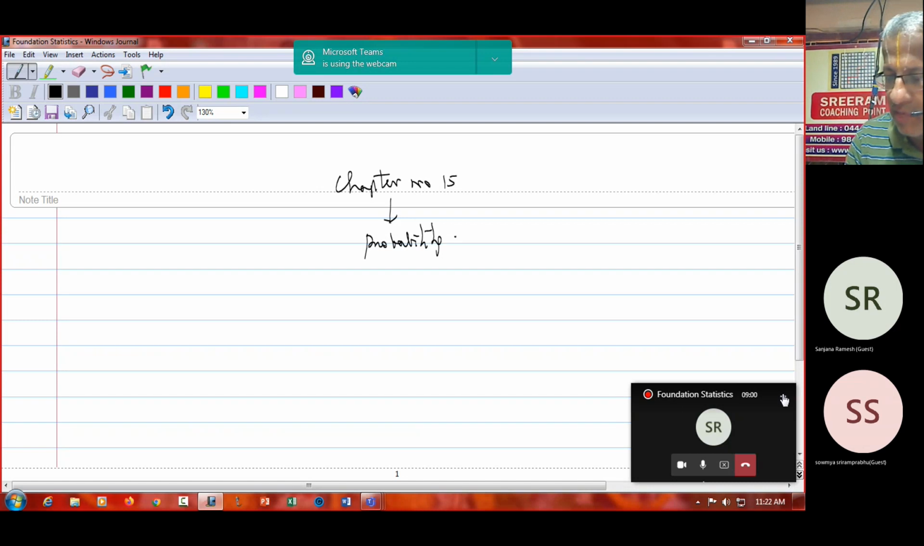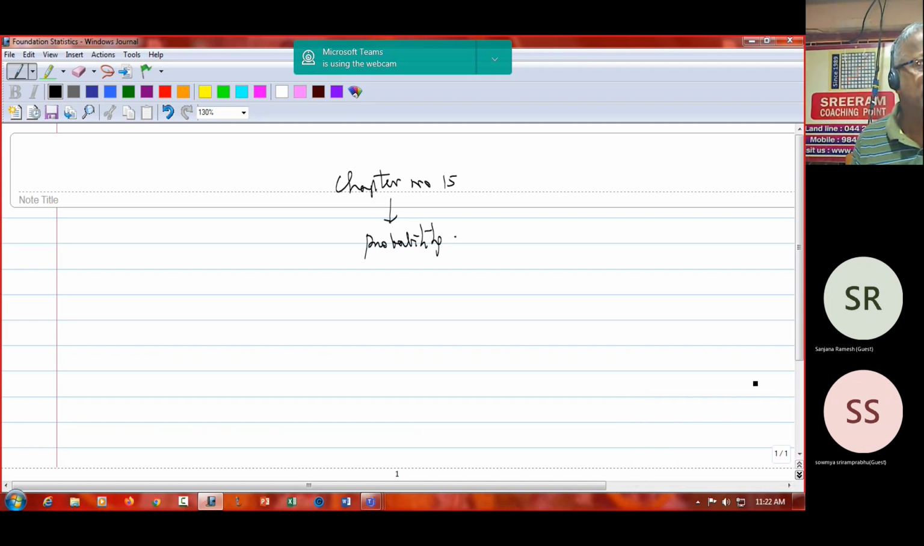Coverage of topics is very important. Statistics is comparatively easier than math. For math, a little bit of creativity is required. In statistics, it is application of formula. Here, you have to develop the scenario and apply the formula. Now coming back to this discussion on chapter number 15, probability.